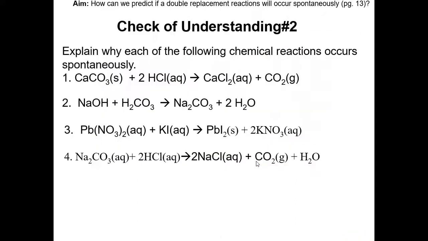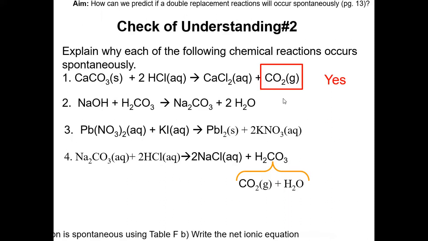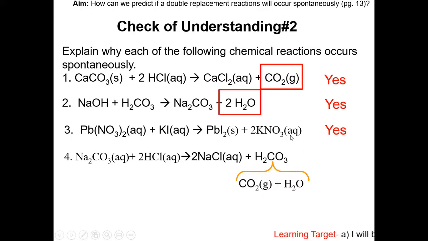Check of understanding number 2. Explain why each of the following chemical reactions occurs spontaneously. In each double replacement reaction, we must check the products, whether there's a gas, water, or precipitate in order for the double replacement reaction to be spontaneous. In the first one, we're forming CO2 gas, therefore it is spontaneous. In the second one, we're forming water, therefore it is spontaneous. If you look at the third equation, we're forming an insoluble solid in the presence of water, therefore it is spontaneous. PbI2 is a precipitate.